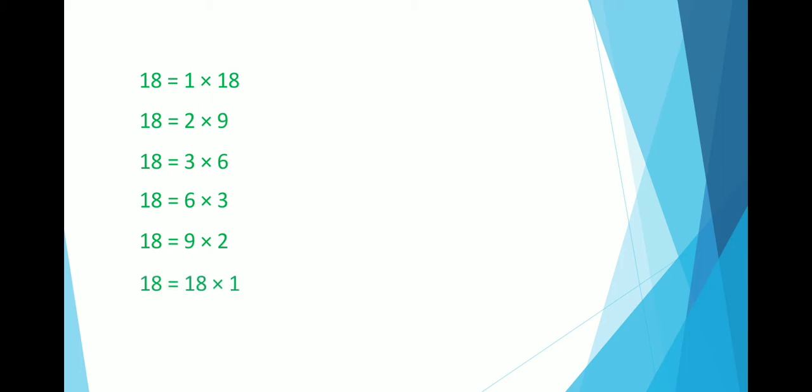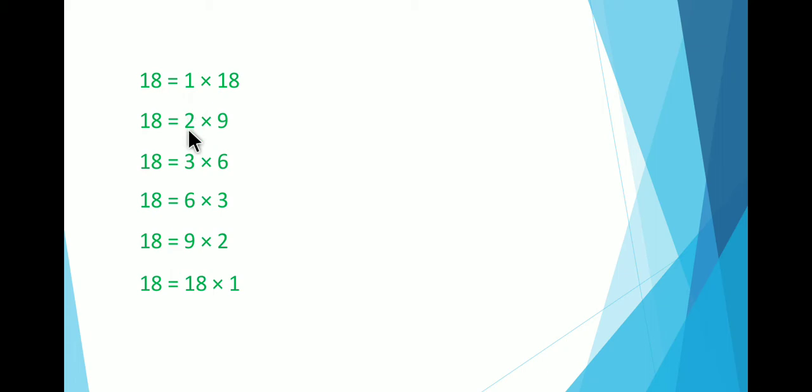Similarly, we take another example, 18. So 1 times 18 is 18. Again, 2 times 9 is also equal to 18. 3 times 6 equals 18. 6 times 3 equals 18. 9 times 2 equals 18. And 18 times 1 equals 18.